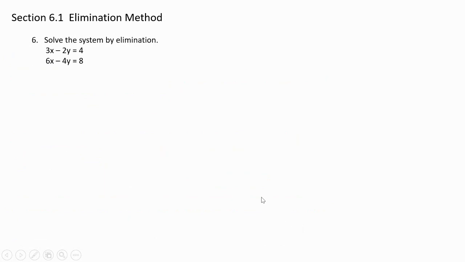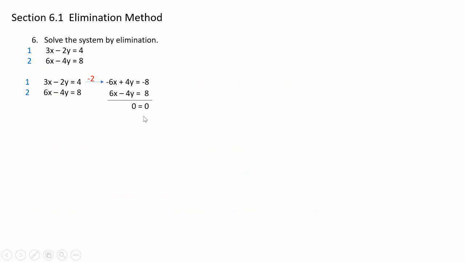Okay? And now, again, number 6. I'm going to solve it also by the elimination method. Okay, so here, guys, I can get rid of the x's or y's. It doesn't really matter. So here, I'm going to get rid of the x's by multiplying by negative 2. So negative 2 times 3x will give us negative 6x. Negative 2 times negative 2y will give us positive 4y. And negative 2 times 4 will give us negative 8. And equation 2, which we bring down, is going to give us 0 equals 0.